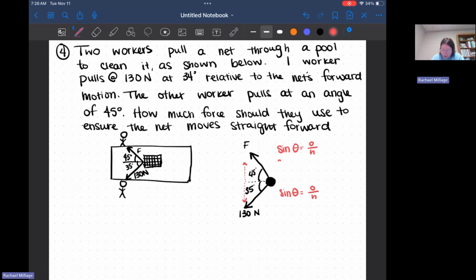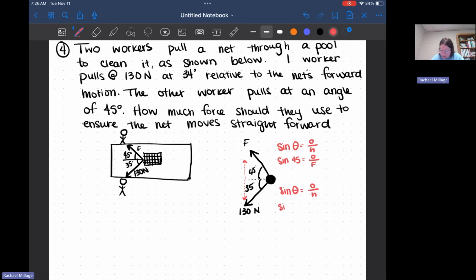So sine of 45 equals opposite over F. We don't know how much we need that to be yet, right? We don't know what our force F is. But down here, we have sine of 35 equals opposite over 130 newtons. So now we can figure out what that opposite is.